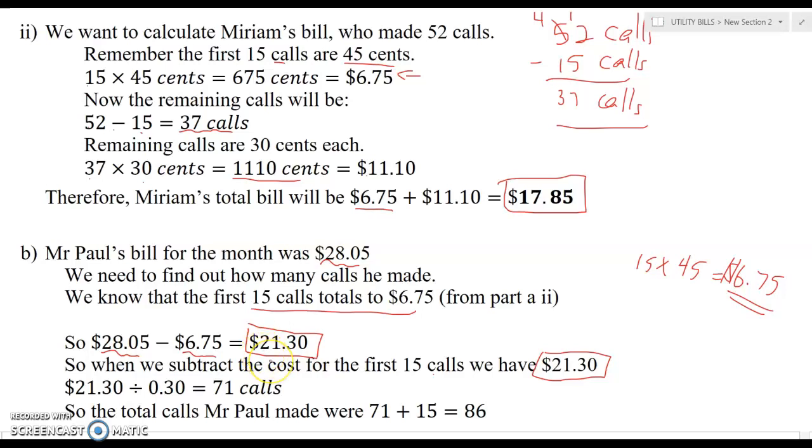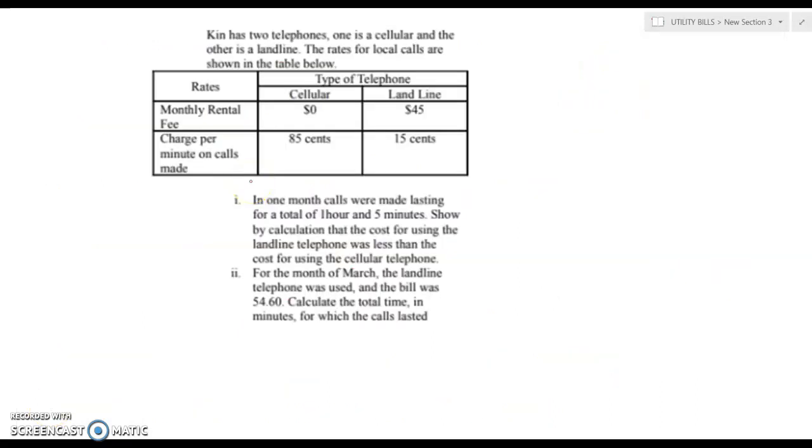So now we know the remaining calls are 30 cents each. So if we take $21.30 divided by that 30 cents, we will realize that that amounts to 71 calls. So the total calls that Mr. Paul made were the 71 calls at 30 cents each plus that 15 calls. So in total is 86 calls that Mr. Paul made, right?